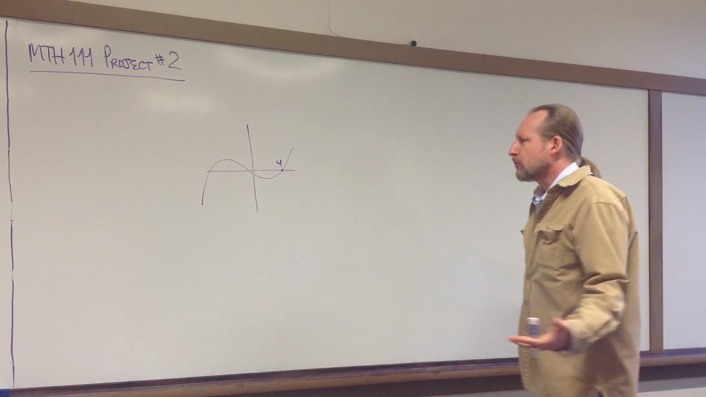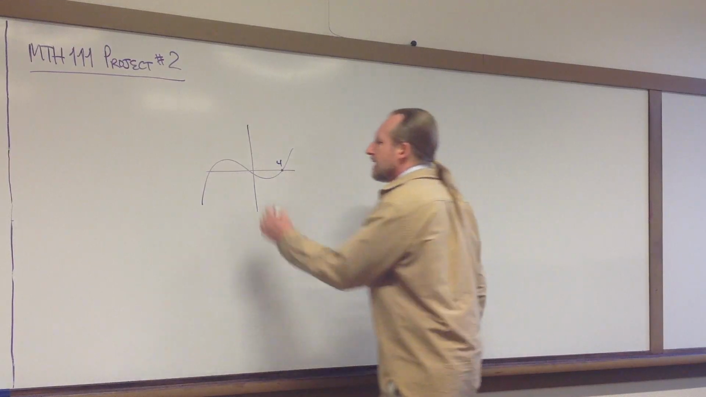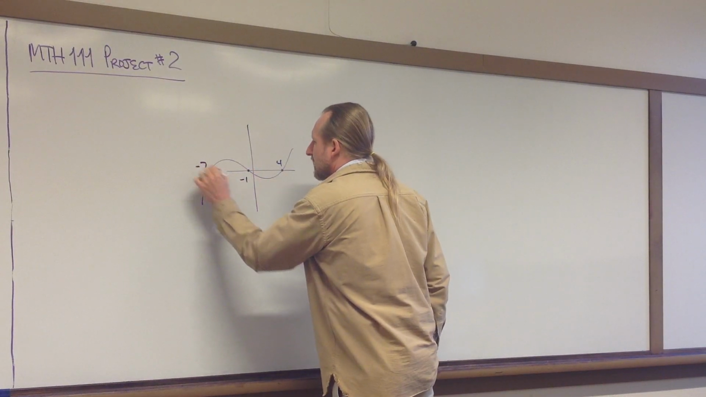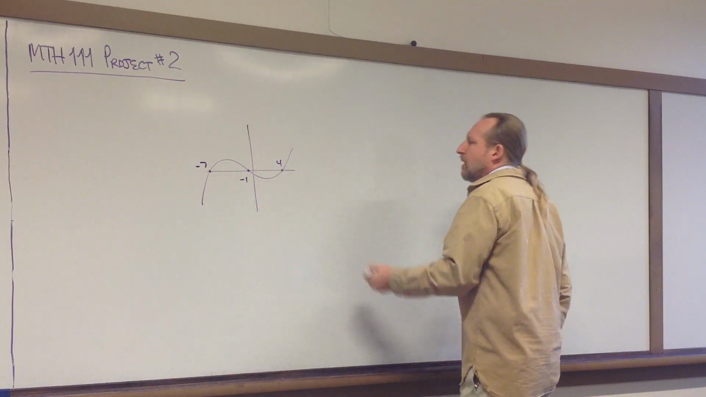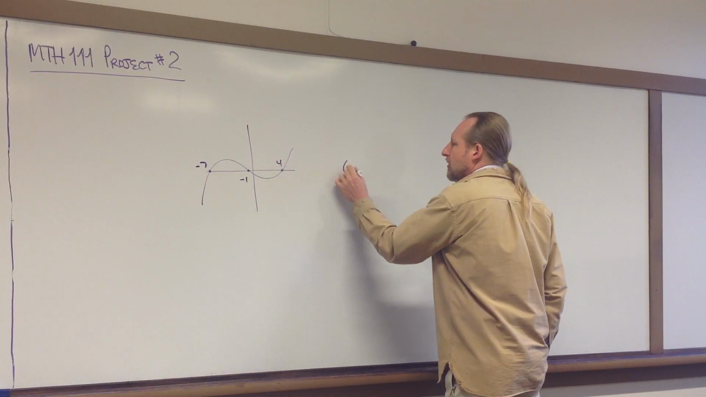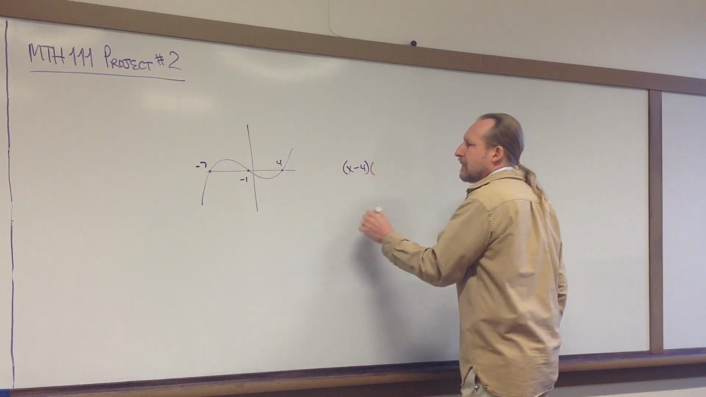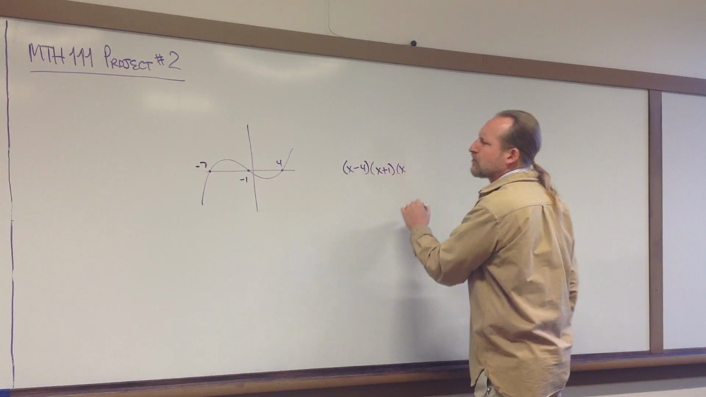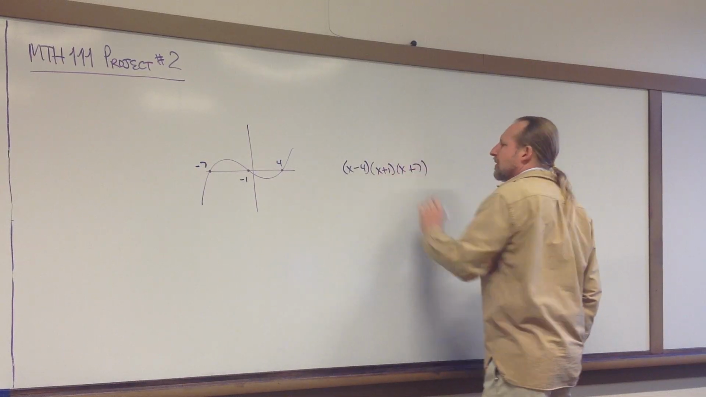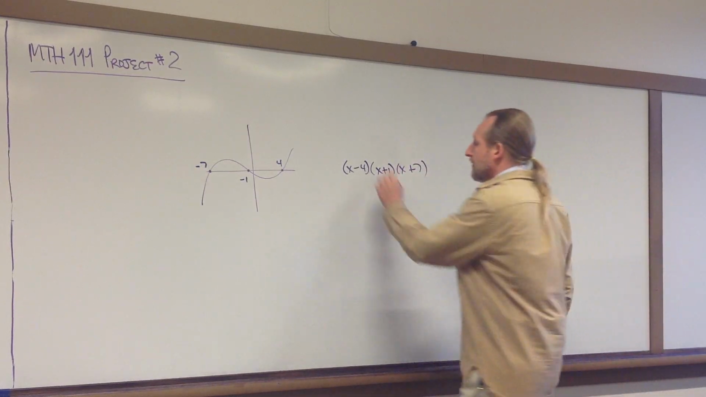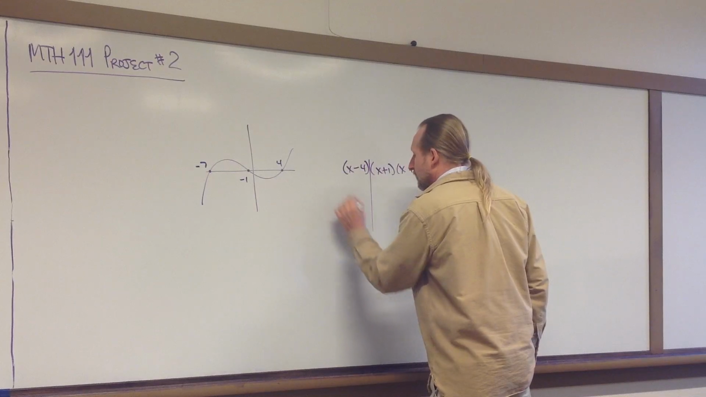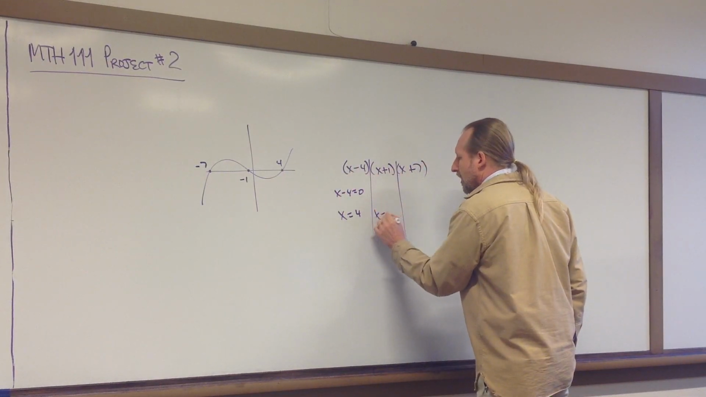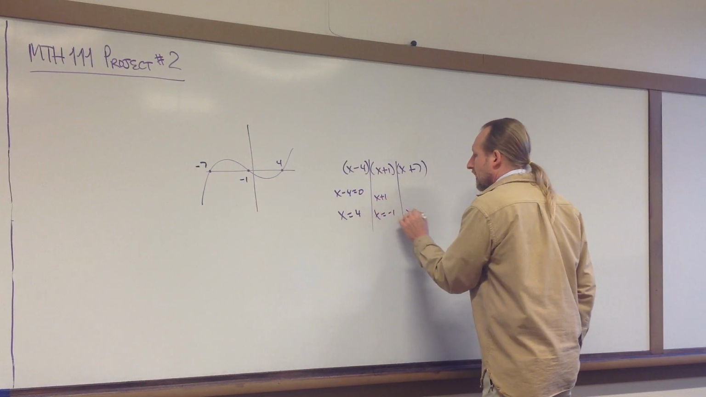factors from roots. We said that if this was -1 and this was -7 and this is 4, then you could build a polynomial by setting it up as its factors: x minus 4 times x plus 1 times x plus 7, right? So that the solution x equals 4 gives you a factor of x minus 4 and so on, okay?